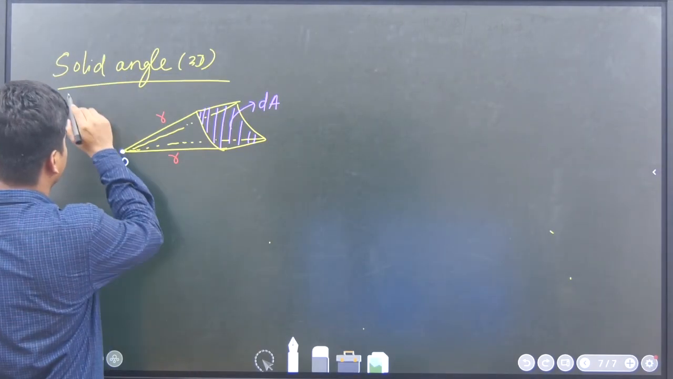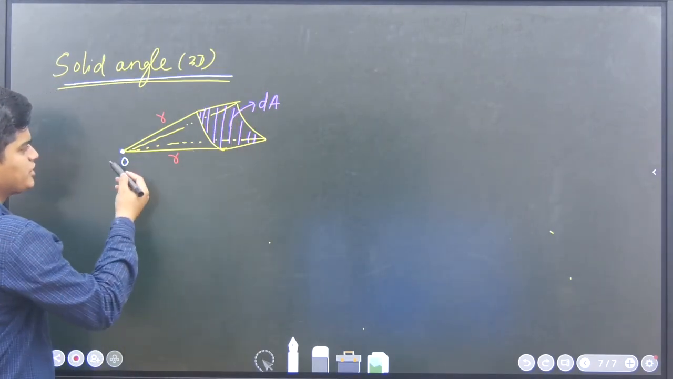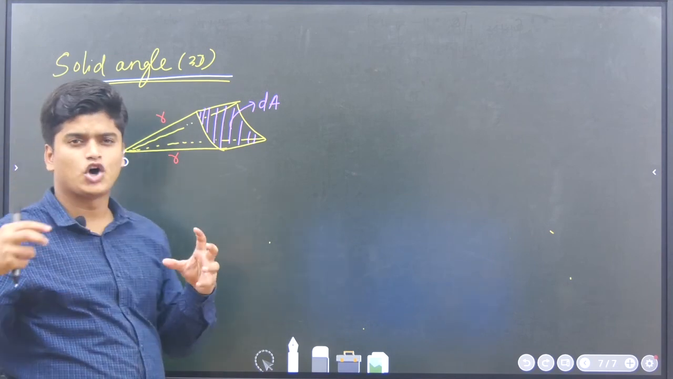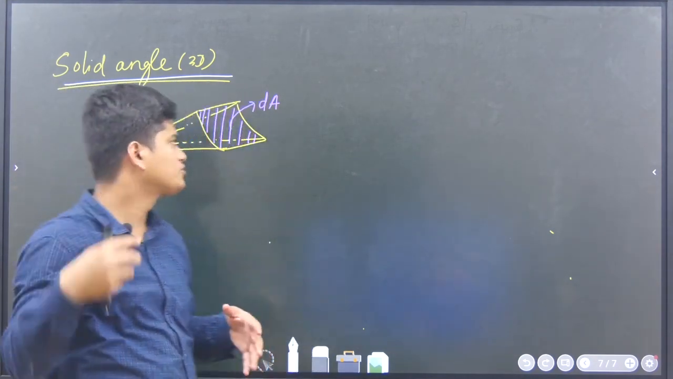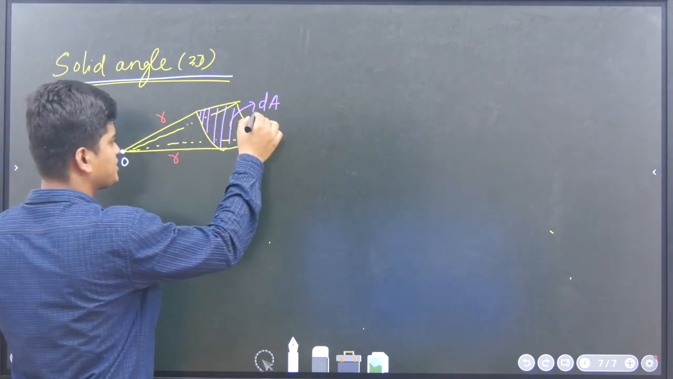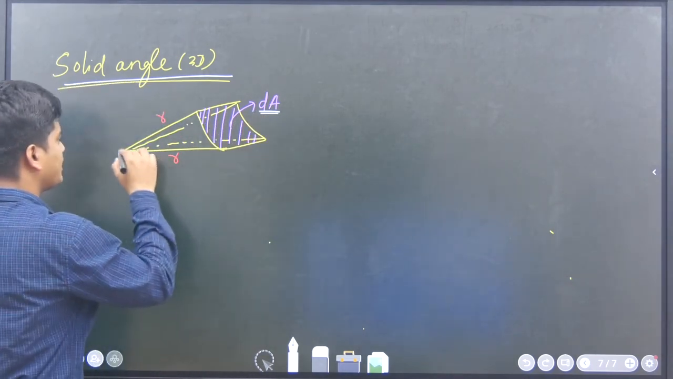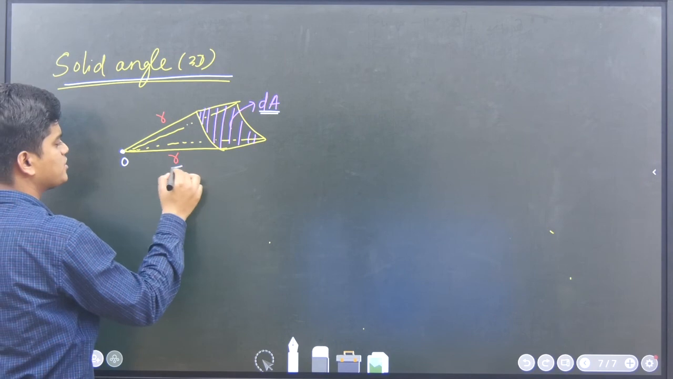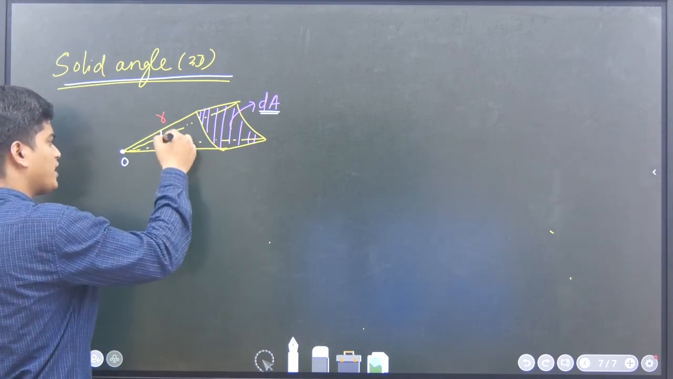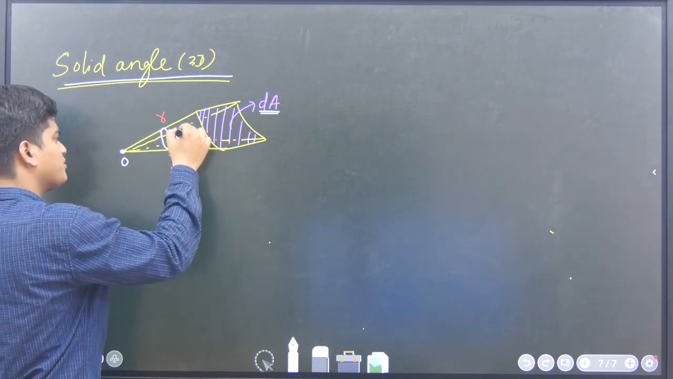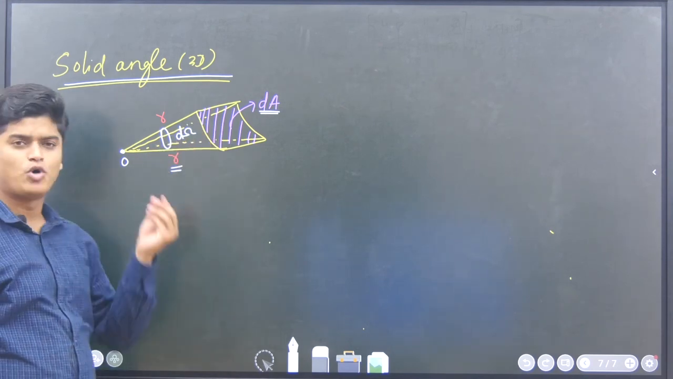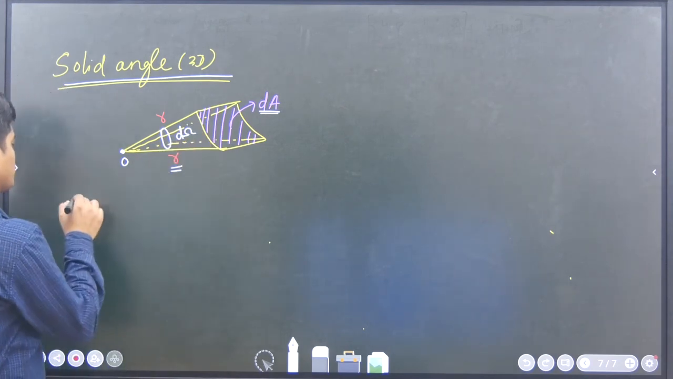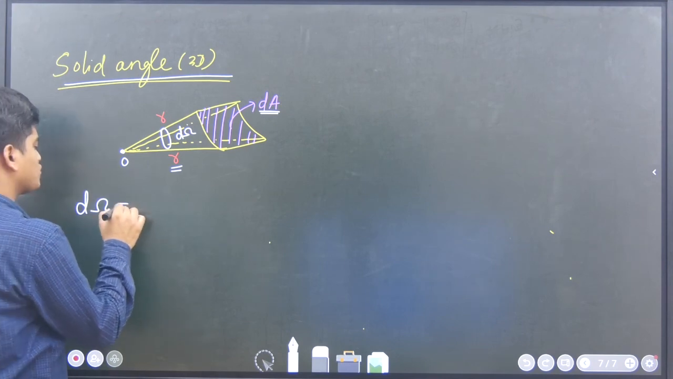The solid angle is defined in 3D. Here this is a part of a solid sphere. A small part has been cut from the center and taken out. This area is a surface area dA, the radius is small r, and the angle formed here is called d omega. So this is a small solid angle. If we want to write the small solid angle d omega, how much is it?